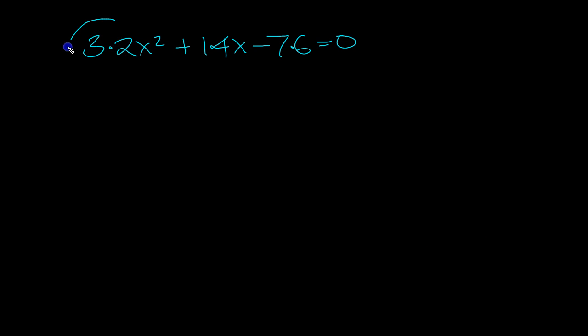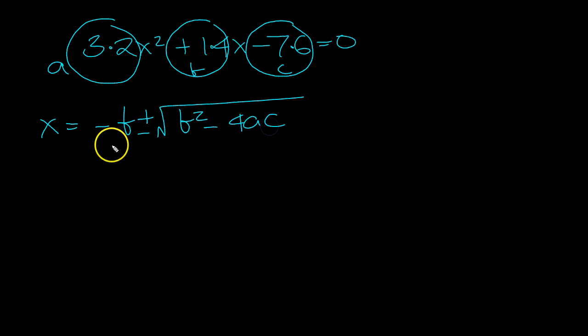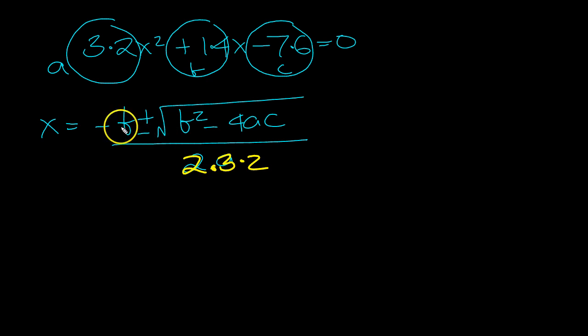So there's A, let's circle that. There's B, and there's C. So x is equal to minus b plus or minus the square root of b squared minus 4ac all over 2 lots of a. So a is 3.2. So 2 times 3.2. B is 1.4. 1.4 squared minus 4 times A, 3.2 times C, which is minus 7.6.